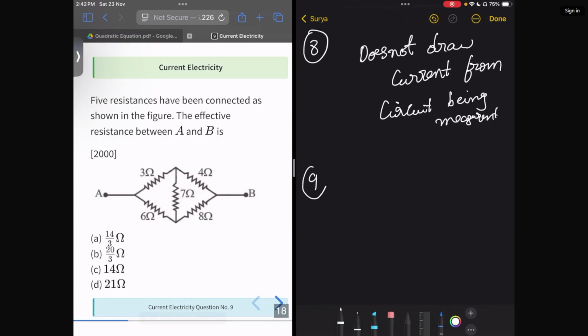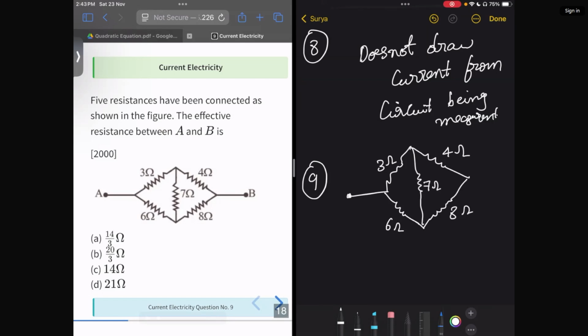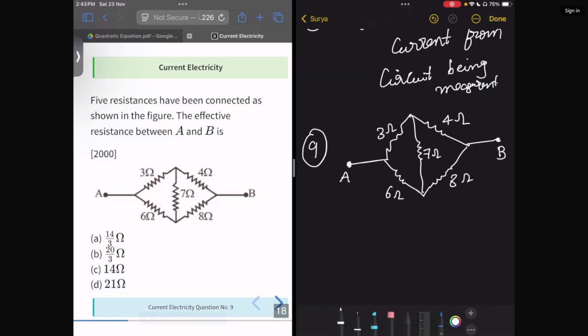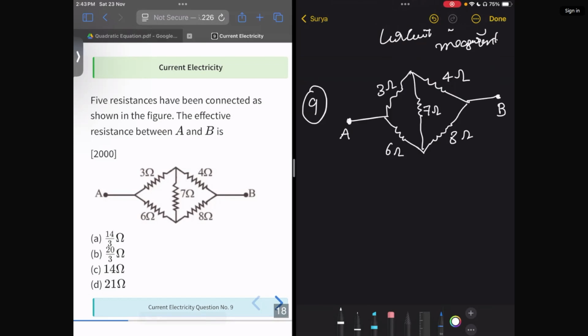Next question, ninth one. Five resistors have been connected as shown in the figure. The effective resistance between A and B? Here from A there is 3 ohm, 4 ohm, 6 ohm, 8 ohm, and 7 ohm, then B. The resistors are 3 ohm, 6 ohm, 4 ohm, 8 ohm and 7 ohm.